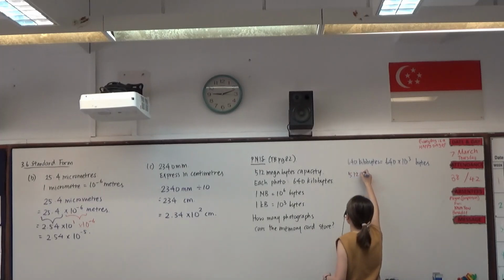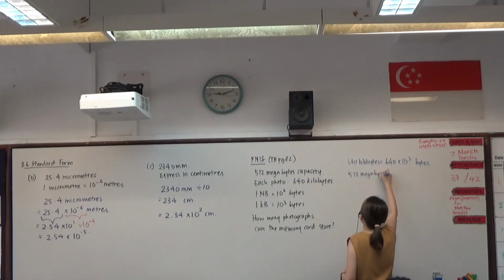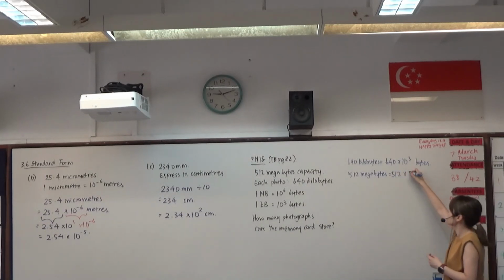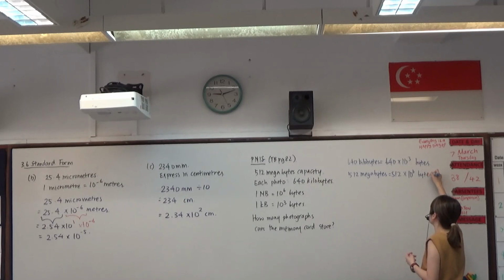Okay, convert the total capacity. So 512 times 10 to the power 6. Then how do we solve the problem?